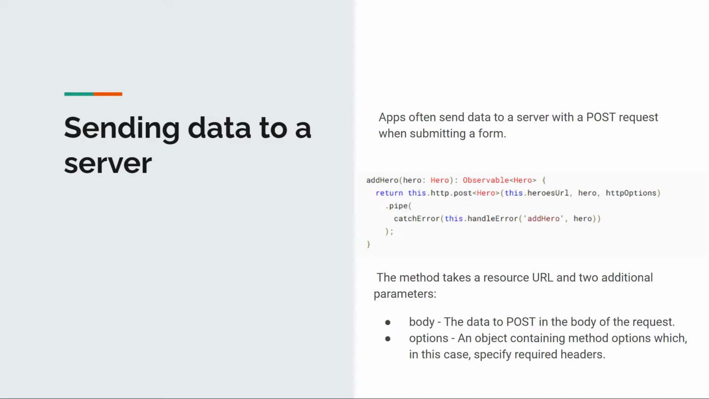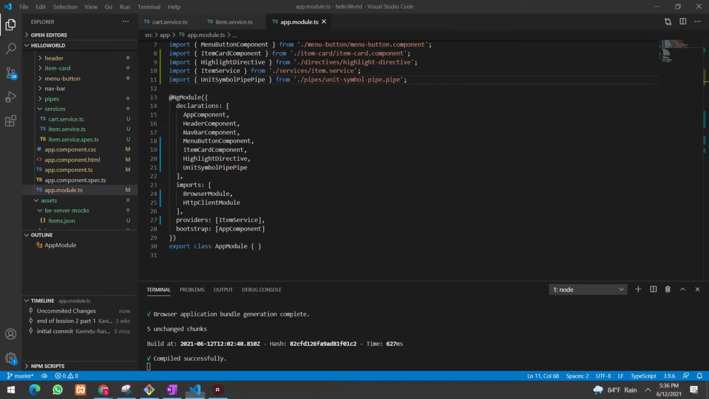Discussing sending data to the server. In the previous example, we discussed fetching data from a server using the HTTP GET method. And now we are going to talk about the HTTP POST method. Okay, let's move to our code.